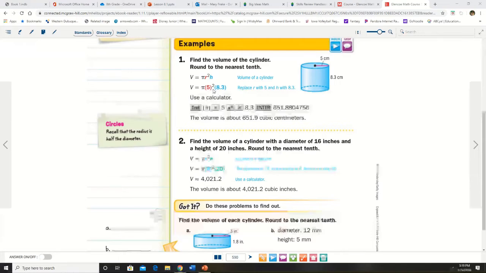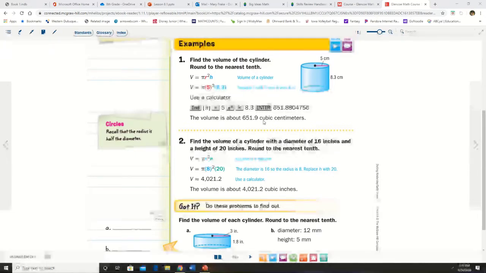Again, if you're forgetting how to square a number, you're thinking 5 and then a little caret symbol, and then you can hit a 2, or take 5 times 5. Our job is to round to the nearest tenth, so when we plug that in, we should get about 651.9 cubic centimeters. One thing to note is that our label is labeled as cubic centimeters.